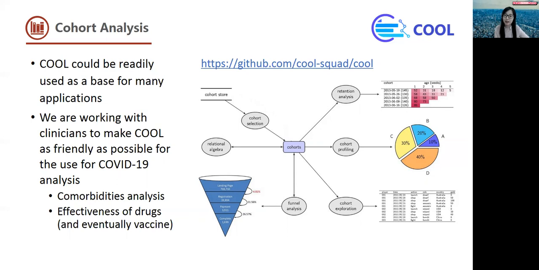For example, we want to know what existing diseases cause more serious conditions for COVID-19. And also we can do medication analysis. And we hope it could be used for medical cohort analysis when the vaccine is at clinical trial stage.